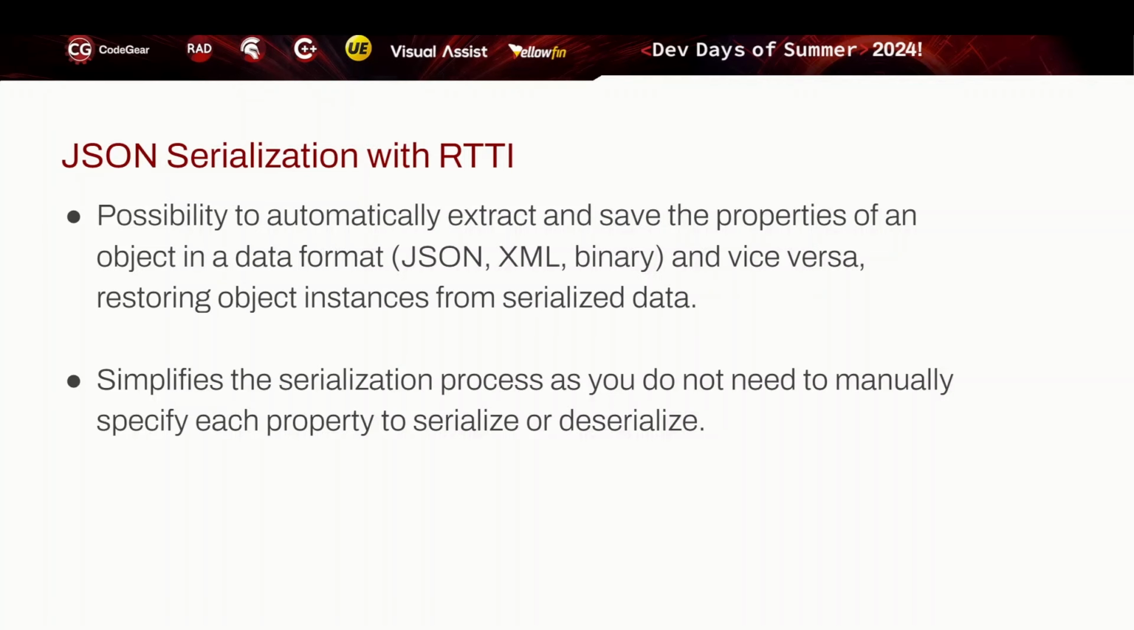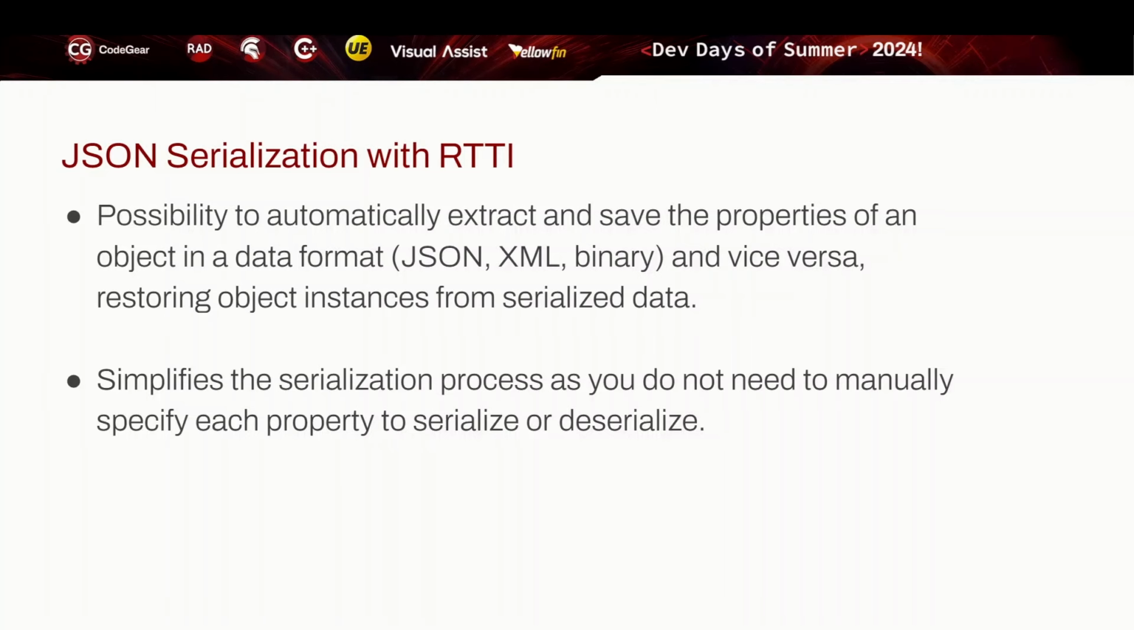JSON serialization with RTTI is the possibility to automatically extract and save the properties of an object in a data format, such as JSON, XML, binary, and vice versa, restoring object instances from serialized data. It simplifies the serialization process, as you do not need to manually specify each property to serialize or deserialize. These days, we work with huge JSONs with a lot of fields, so RTTI can be very useful in that way.